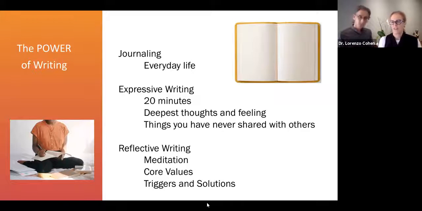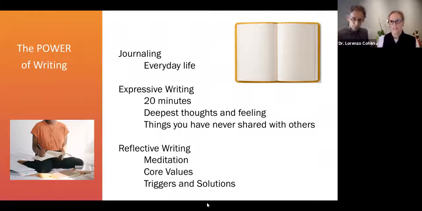Also to consider is reflective writing. And this is really writing that would take place on a regular basis in your life, that you would reflect on an event or an experience. And often, if you're meditating, let's suppose you did a 10 to 30-minute meditation, and then you would sit down and write for 5 to 10 minutes, reflecting on your meditation.